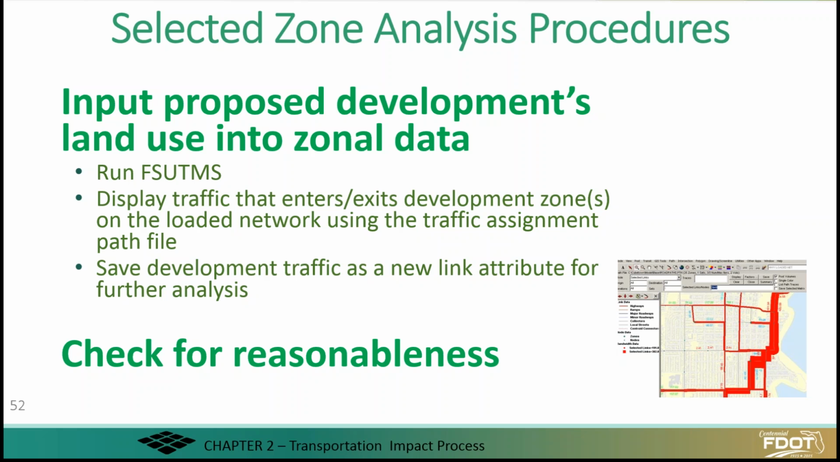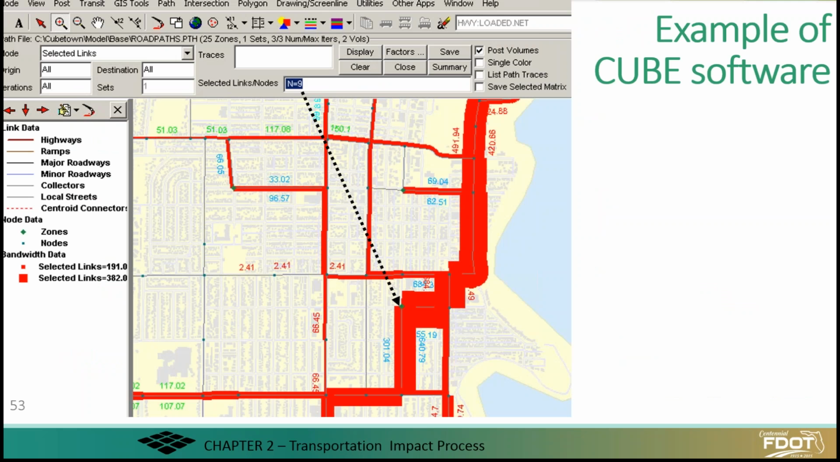So your highway network stores data and attributes, and one of those pieces of data are the volumes traveling on the network. You can also place the volumes specifically attributed to the development as a separate attribute on that network so that you can then compare where those trips are going, and then check for reasonableness.